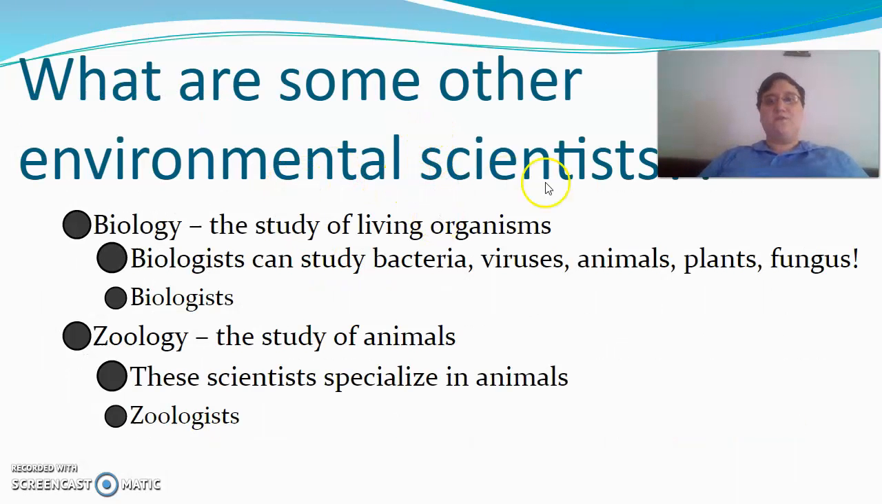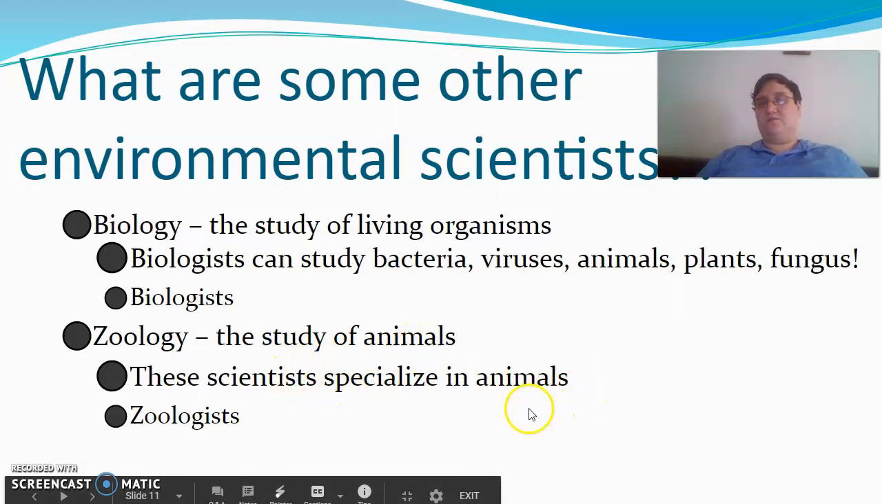Okay, so what are some other environmental scientists? Well, we have biologists. These guys study living organisms, anything that's alive. I have to say, I shouldn't have put viruses here. That was silly of me. Viruses are not alive. But there are microbiologists that do study viruses. So I'll say that. The study of living organisms, so we're talking bacteria, animals, plants, fungus, anything that's living, biologists can study. Zoology is specifically the study of animals, right? So these scientists specialize in animals and ways to specifically help certain animals.